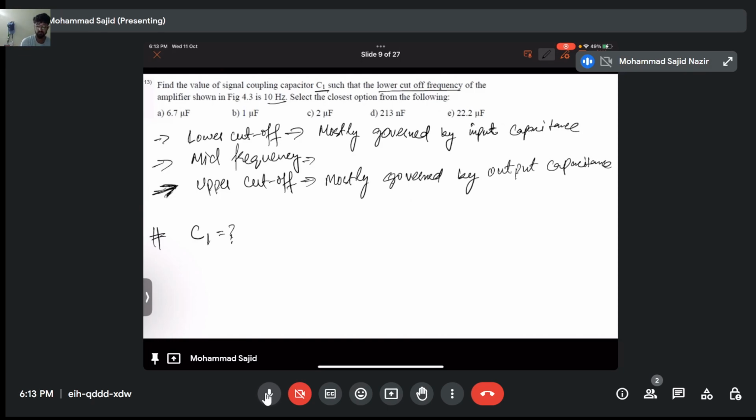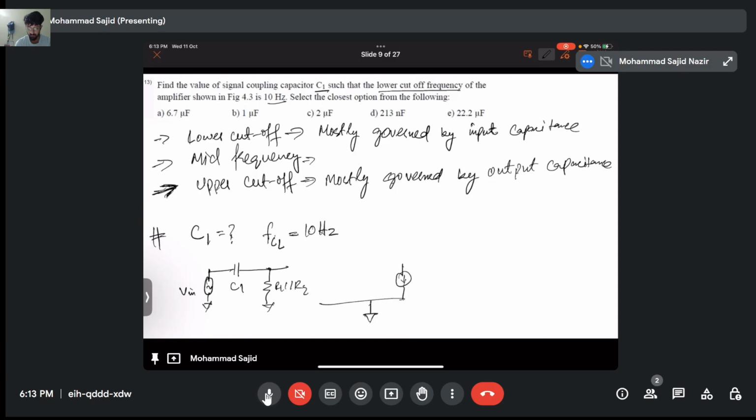And it's given that the lower cutoff frequency, let's call it F cutoff L, is 10 Hertz. So now you will draw this equivalent circuit, including this capacitor. Now it's not acting as a short, because we need to calculate the value for which it will act as a short.